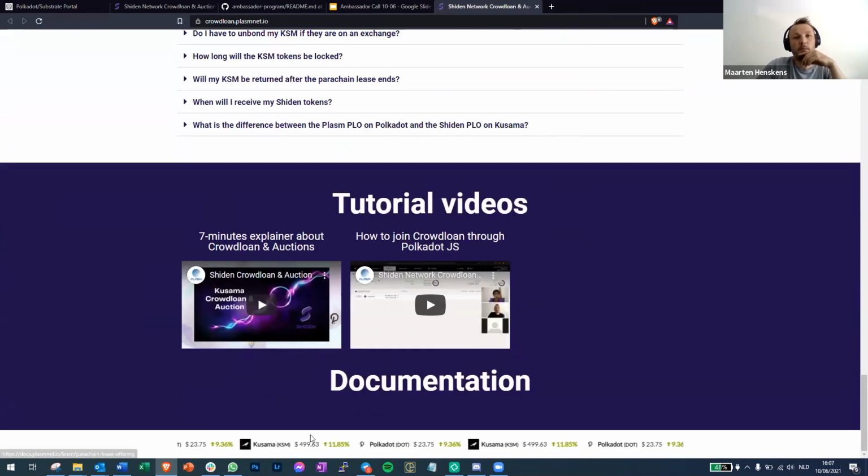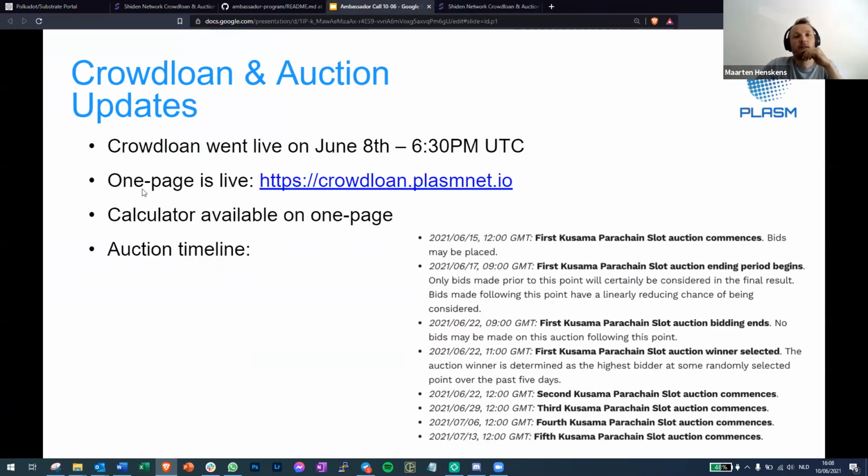And as you see at the bottom, we are now in a green market, and Kusama is almost at $500 again. So, continue on with the presentation.